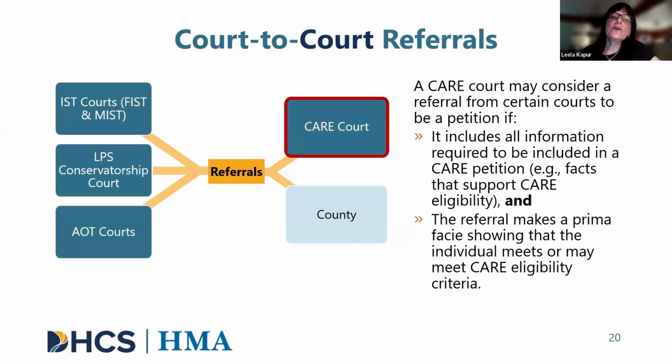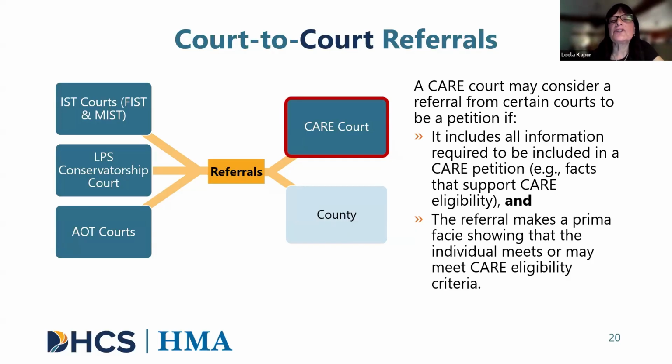The first is that these referring courts can make a referral directly to the CARE court. And at that point, the CARE court will consider the referral. If the court determines that the petition is sufficient, if it includes enough information for the CARE court to feel that it is sufficient to act as a petition, the CARE court can deem it a petition and accept it as a petition. So what the CARE court is looking for is whether the referral includes all the information that is required to be included in a CARE petition. And what we're really talking about are facts that support CARE eligibility.